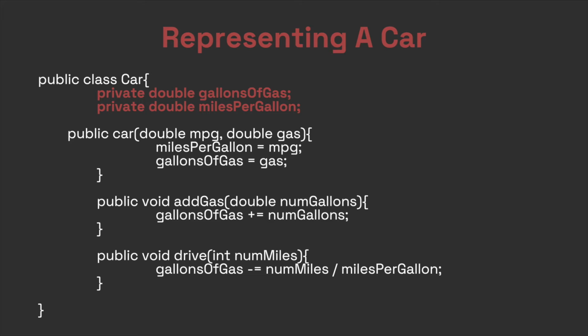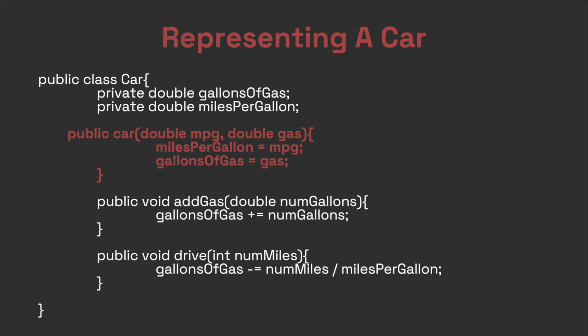Here we see the class attributes, or essentially the data that is going to make up these cars. Notice how the data is private. You typically want to do this to prevent outside classes from directly changing the data. For the sake of this video, I kept it relatively simple, but if you intended to represent a car in code, you would want to represent more than just the gallons of gas and the miles per gallon.